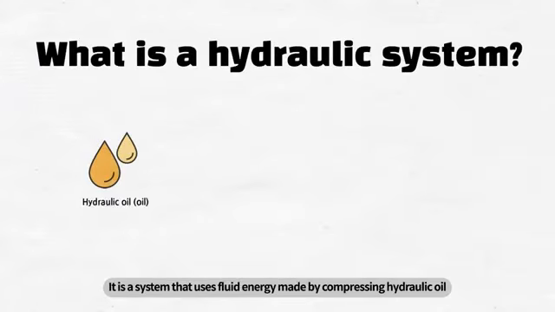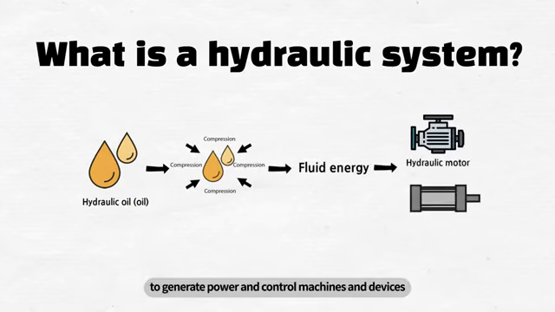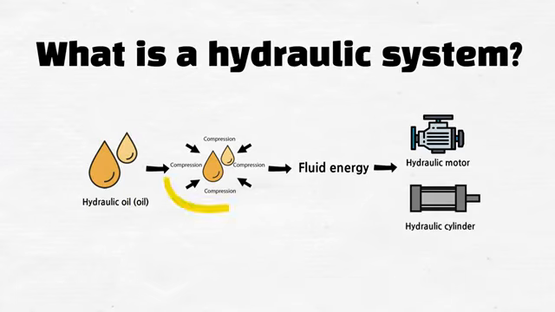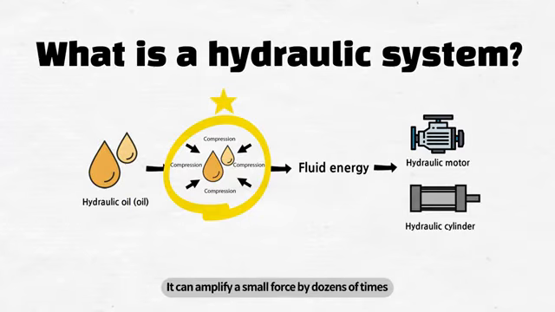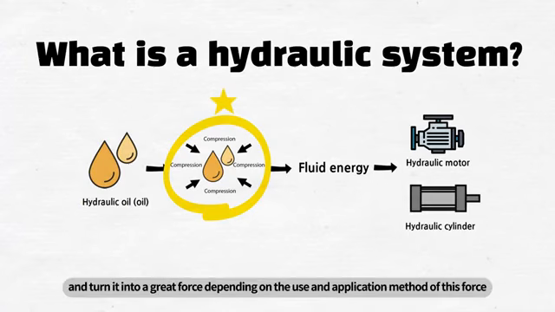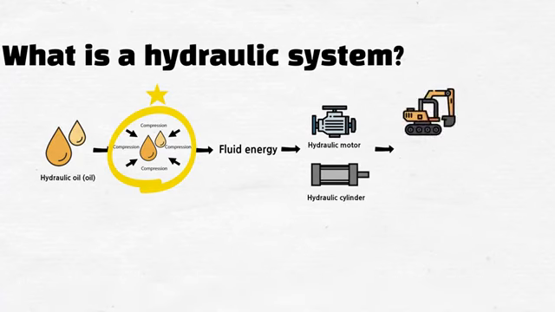It is a system that uses fluid energy made by compressing hydraulic oil to generate power and control machines and devices, such as a hydraulic cylinder and hydraulic motor. It is characterized by the use of pressurized oil as its working fluid. It can amplify a small force by dozens of times and turn it into a great force depending on the use and application method of this force.